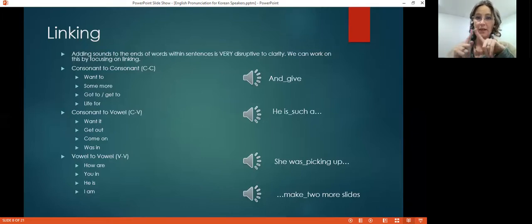Vowel to vowel, we link those vowels together. If a word ends in oo, we push with a w. If it ends in an e-like sound, we push with a y. We're pushing it into the next word. Here's what that sounds like.